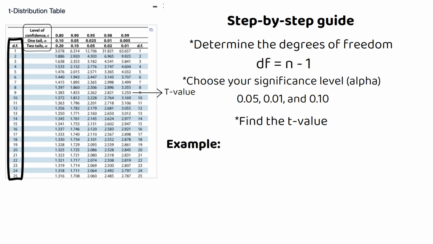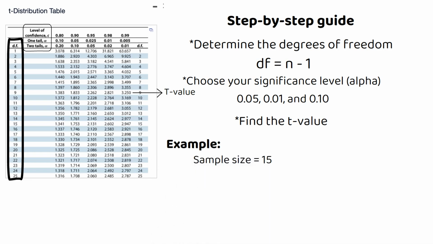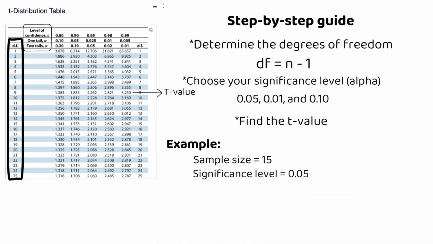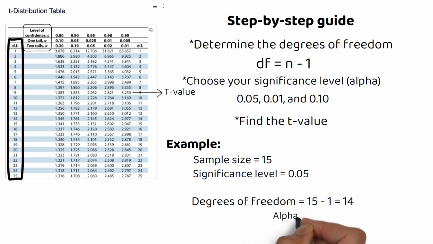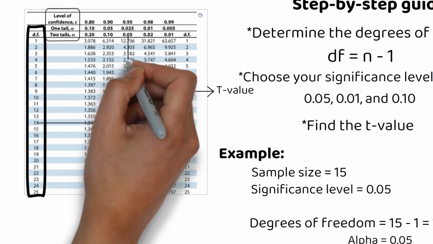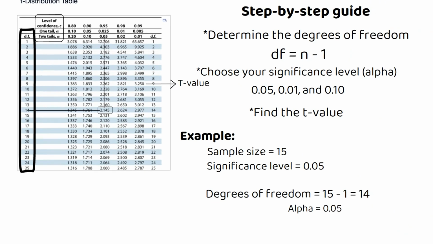For example, imagine you're conducting a one-sample t-test with a sample size of 15, and want to test at the 0.05 significance level. Your degrees of freedom are 15 minus 1, which is 14. For a two-tailed test at the 0.05 significance level, use an alpha of 0.05. In the T-table, find where DF of 14 meets an alpha of 0.05. This is your critical T-value.